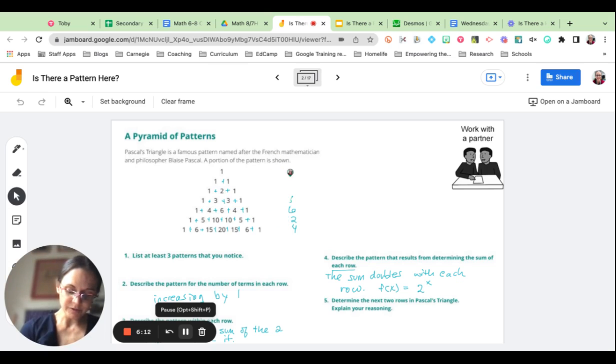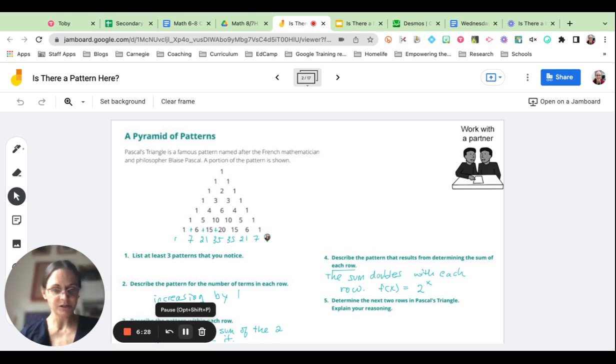So now we should be able to do this pretty straightforward. We know we start with a 1. 1 plus 6 is 7. 6 plus 15 is 21. 15 plus 20 is 35. And then it's symmetric. It's the same values going the other direction. Ta-da! Let's just do that one more time. All right, there's my 2 rows.